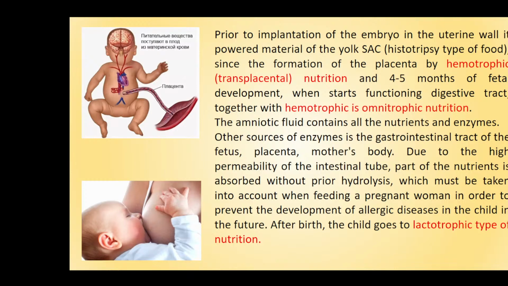Prior to implantation, the embryo in the uterine wall is powered by material of the yolk sac, histiotrophic type of food, its name. Since the formation of the placenta, by hemotrophic transplacental nutrition, and at 4 or 5 months of fetal development, when the digestive tract starts to function, together with hemotrophic there is amniotrophic nutrition from amniotic liquid.